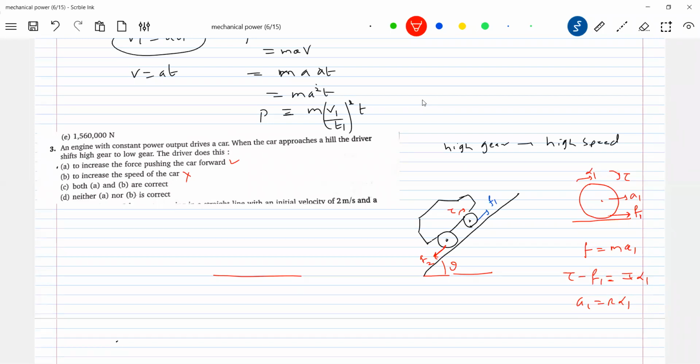To maintain that acceleration constant, if I shift to low gear, the torque will decrease. So here we write F1 equal to torque minus I alpha 1. I'm just showing the wheel, but the mechanism inside will be such that the friction increases between the wheel and the ground. According to this equation, F1 is torque minus I alpha 1. With low gear, there is less torque, so the friction should decrease. But if friction decreases, it cannot climb up the hill. The friction must increase here.